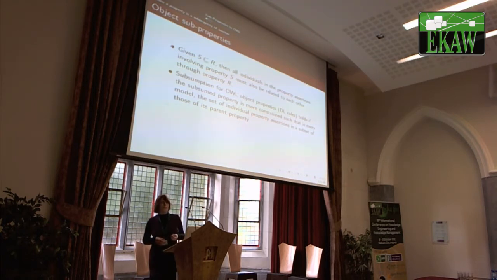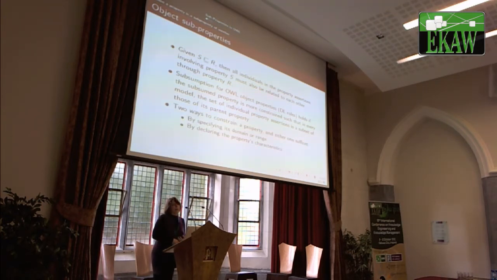So we will have to look at when, in every model, a property is a subproperty of another. There are essentially two ways to constrain a specific property, and either one suffices to have, ontologically, the notion of a subproperty of another property. One is by specifying its domain and range. The other is by declaring its property characteristics.